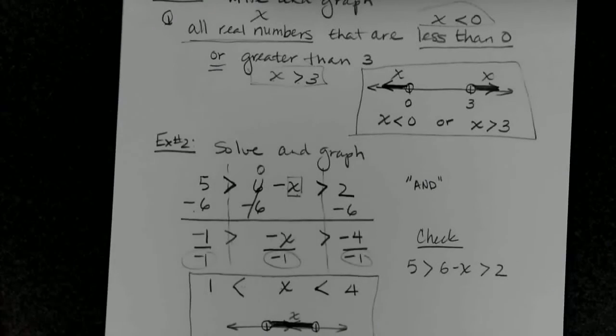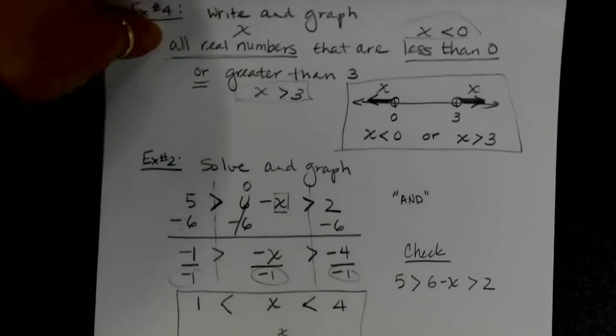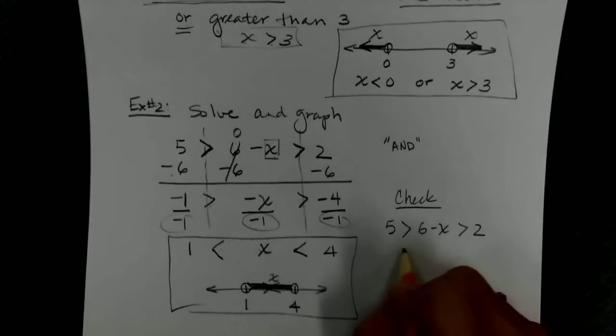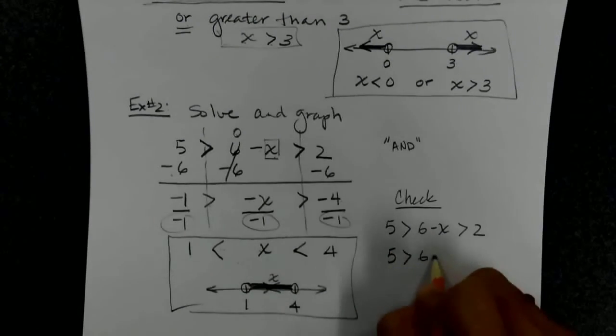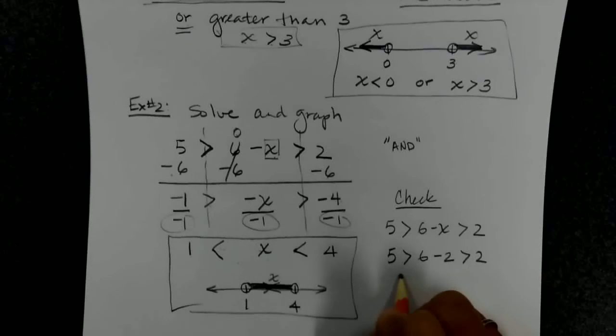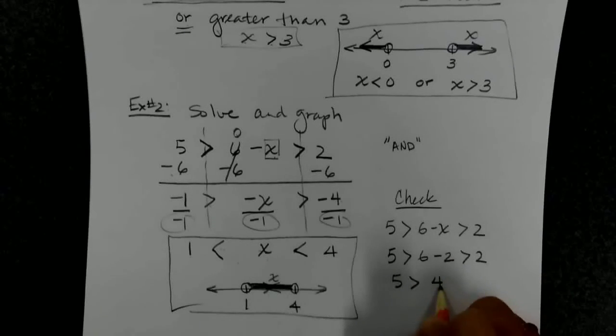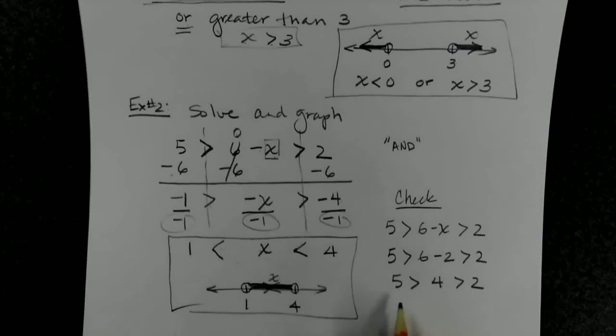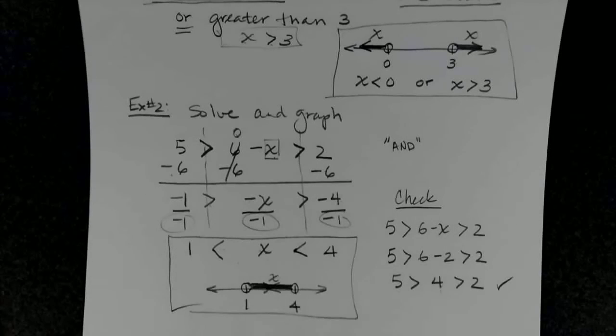And the way to check is to write down the original and pick any number that is between 1 and 4. So we could pick 2, and when I plug it in, I'm going to get 4 in the middle, and we're going to check to see if 5 is greater than 4 and is 4 greater than 2, and it's true, so it checks. So we solved this correctly.